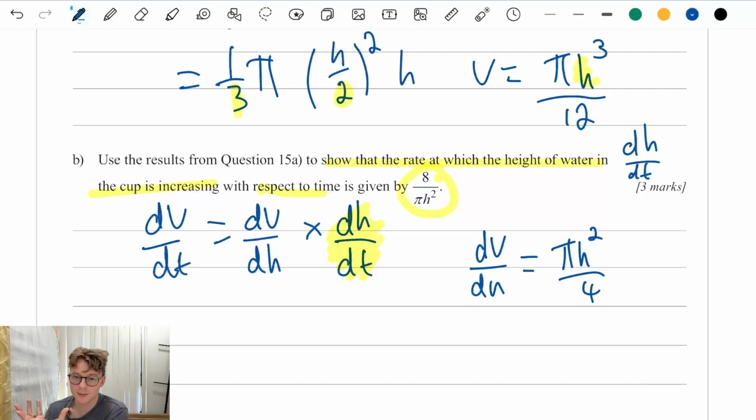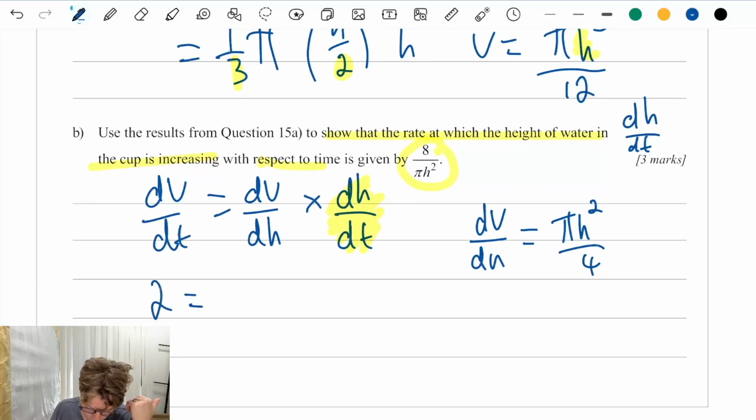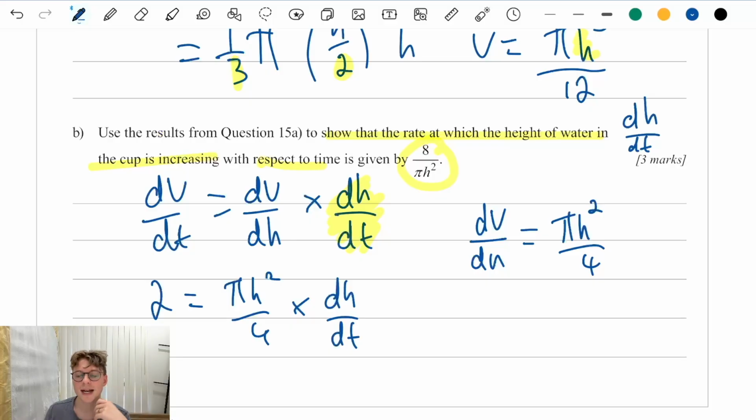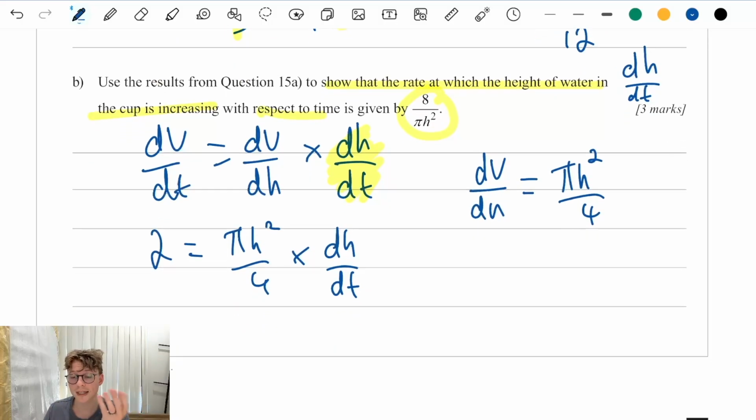You can do that slower if you need more time, right? This is just a somewhat basic derivative. So I get dV over dh. I now know dV over dt is 2. I can substitute in. I get 2 is equal to pi h squared over 4 multiplied by dh over dt. I now just rearrange to make dh over dt the subject. That's what I'm trying to achieve all along, really. I can multiply by the reciprocal of this part here.